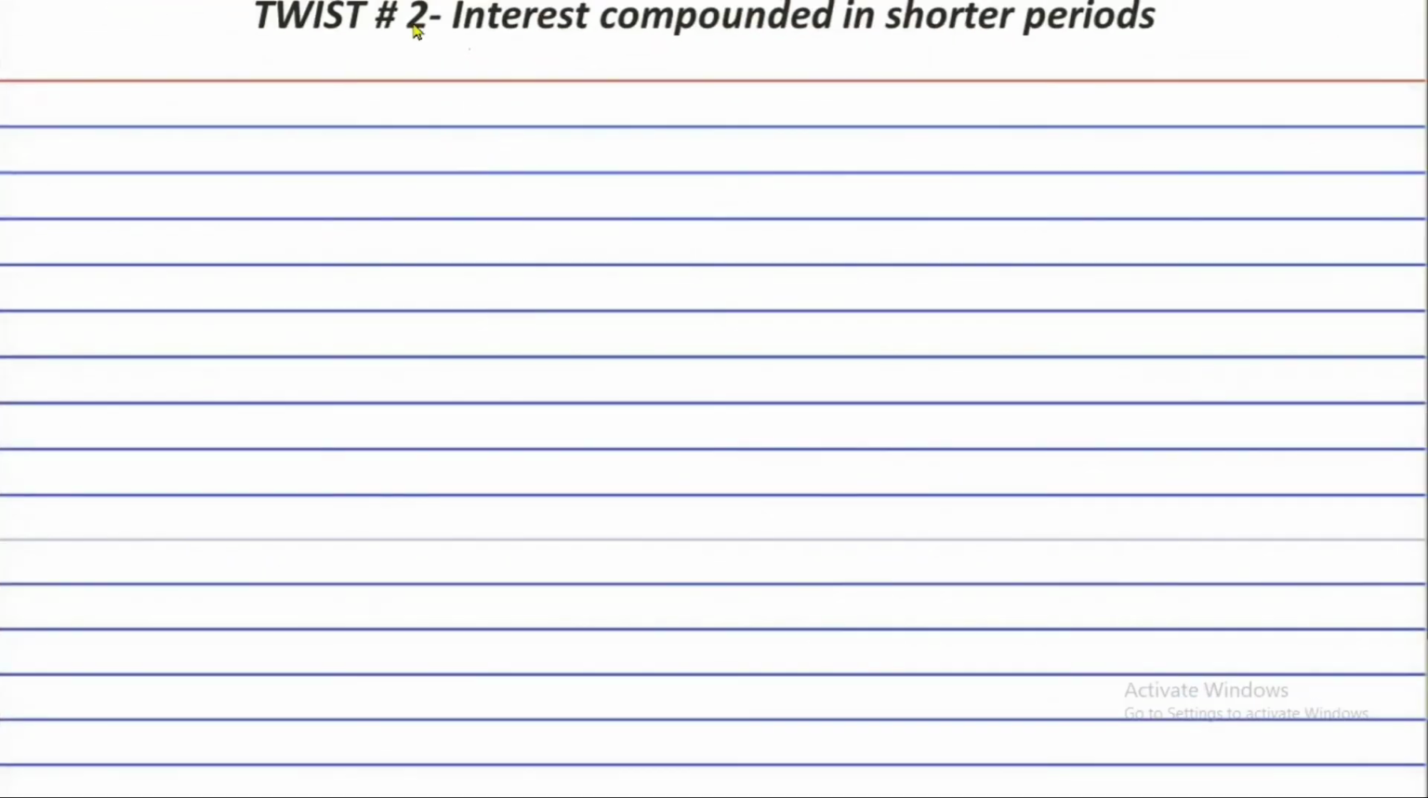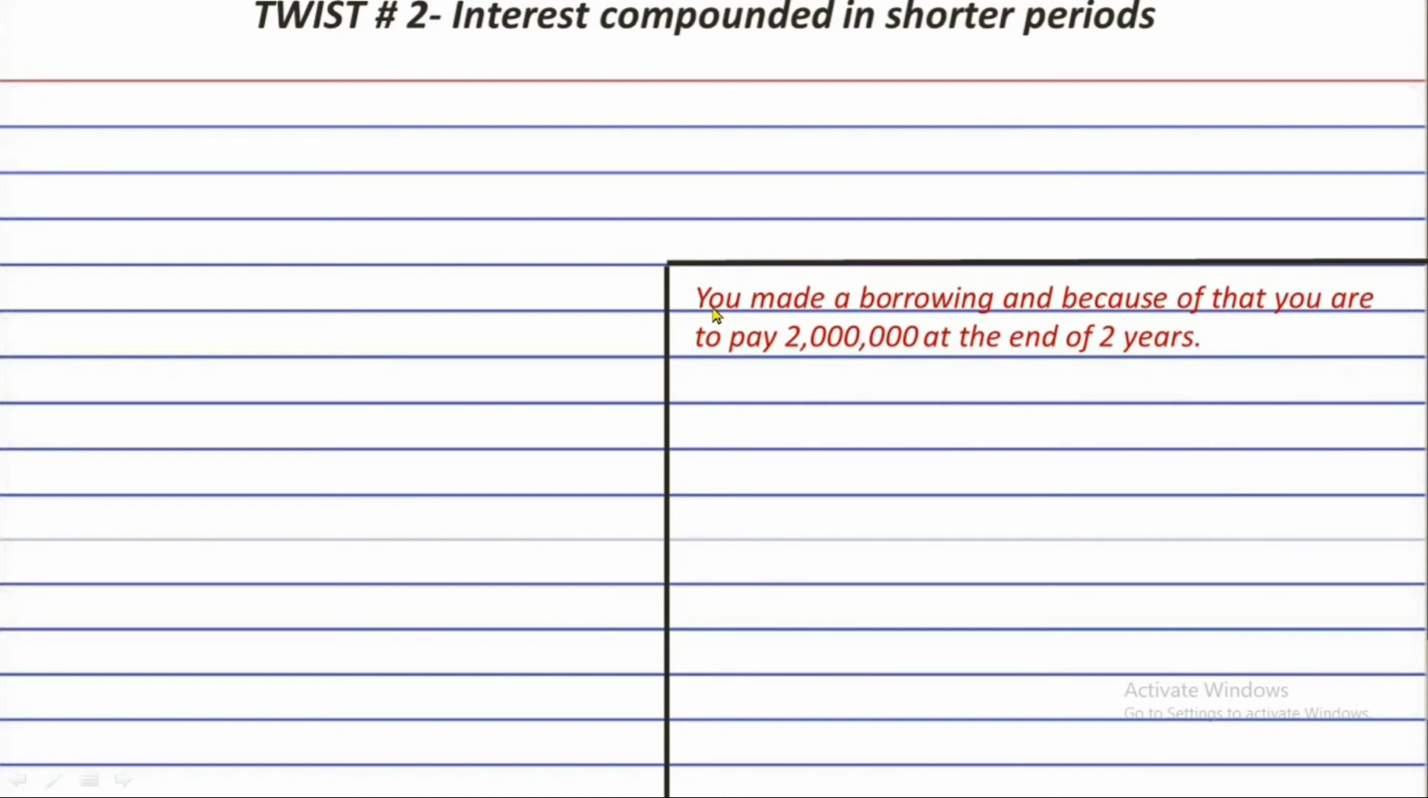And let's answer the question, what if the debt is compounded in periods less than 1 year? Okay? So for you to relate immediately, let's go to a sample problem. So the sample problem is as if you made a borrowing today. And because of that, you are obliged to pay 2 million at the end of 2 years. So, the interest of 10% per annum was already imputed by the creditor on the scheduled payment of 2 million.